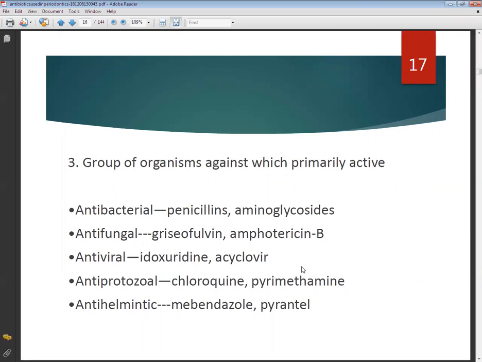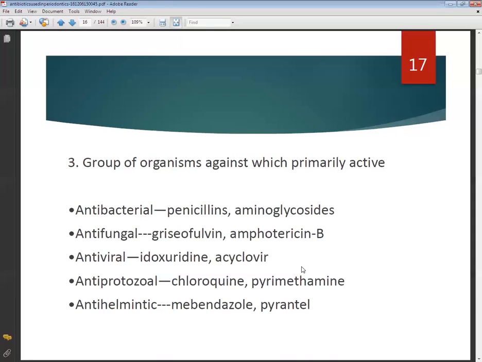The third classification is based on the group of microorganisms. Systemic antibiotics may be antibacterial, antifungal, antiviral, antiprotozoal or antihelminthic, based on the group of microorganisms against which they actively act.